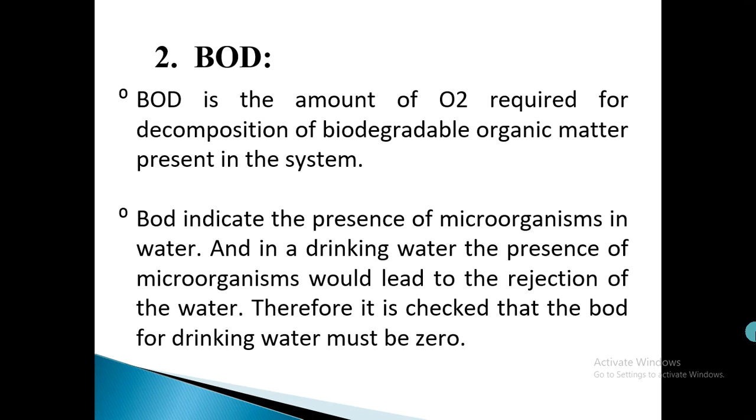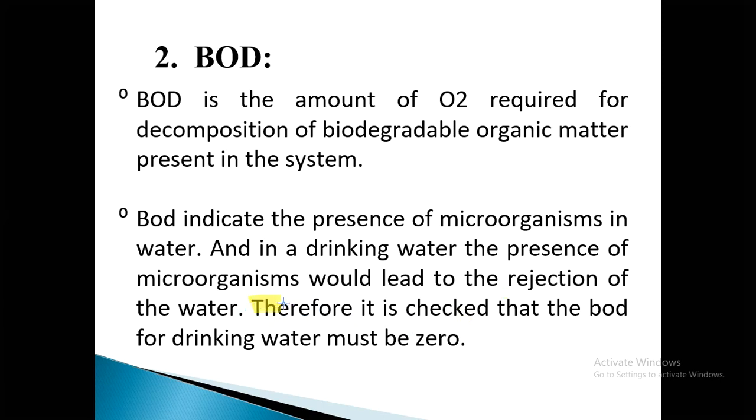Therefore, it is checked that the BOD for drinking water must be 0. So if we are doing the BOD test, what is the criteria? What is the requirement for the BOD? If we want to check the water contents, and we're looking for microorganisms, then if there is no microorganism in the water, the BOD must be 0. Right? If the BOD value is not 0, or if it's 5 or 10 or 15, say, or any other value, it means there's a microorganism present in the water. For clean and drinkable water, the BOD value must be 0.